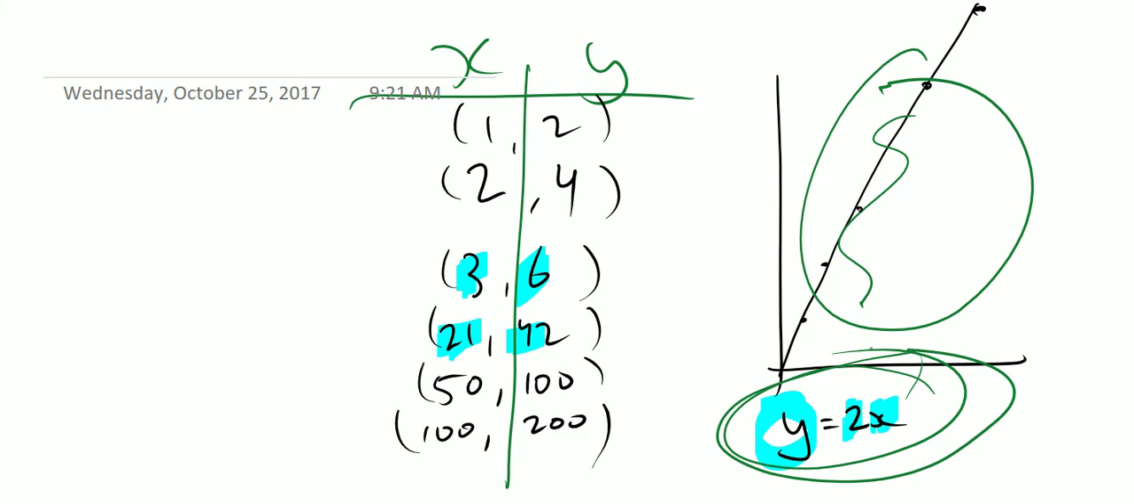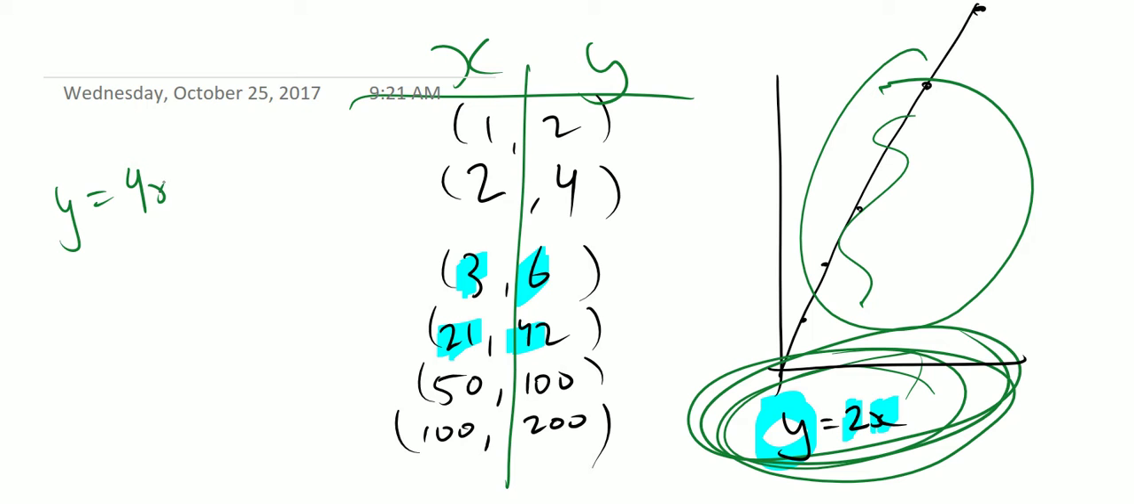Why would it be useful to have a rule? Anybody have an idea? If my rule gets more complicated, y equals 4x minus 7, it's harder to do in your head. Like you can all do the 2x rule easy. Doubling things, right? Yeah. So you can come up with all the different values using your rule. That's good, like we did yesterday. And I can graph it and that kind of thing.